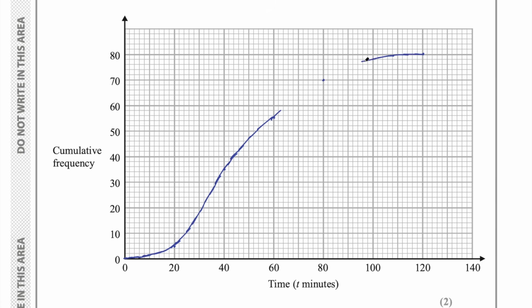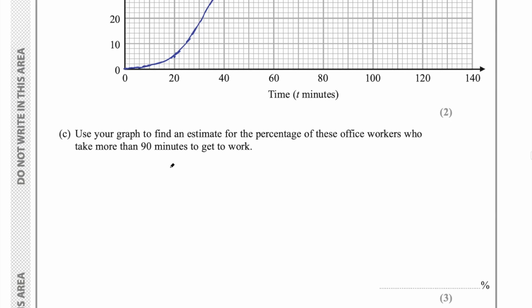Then go to the end here, sketch that bit in, just making sure it's as neat a curve as you can get. And there you go, that is my cumulative frequency graph. Okay, part C says use your graph to find an estimate for the percentage of these office workers who take more than 90 minutes to get to work.